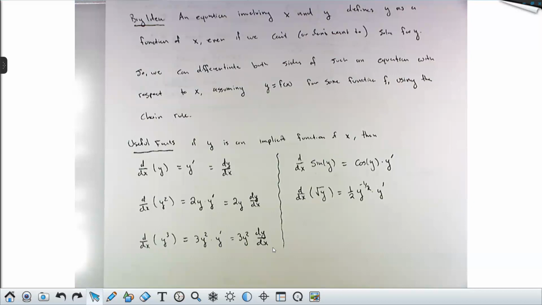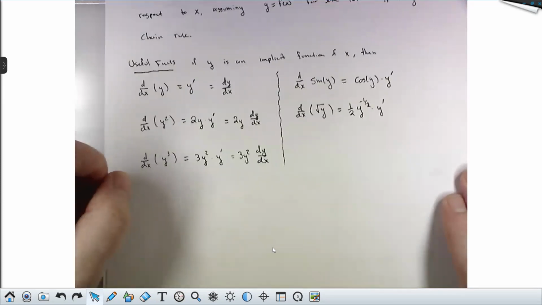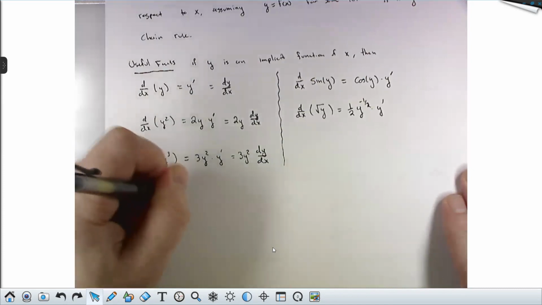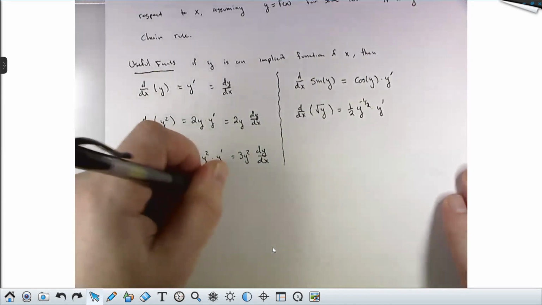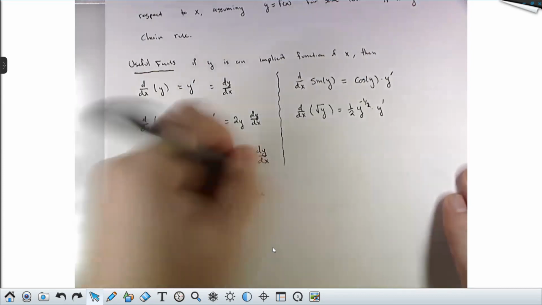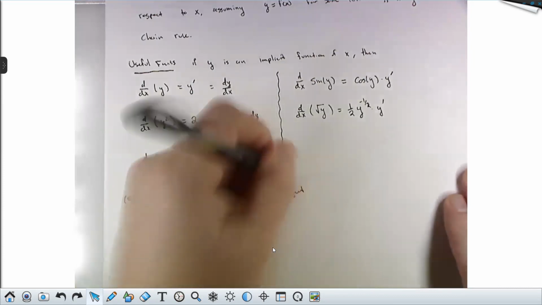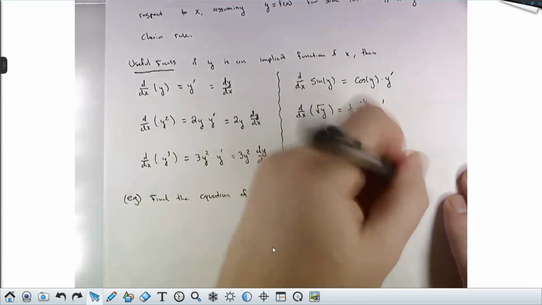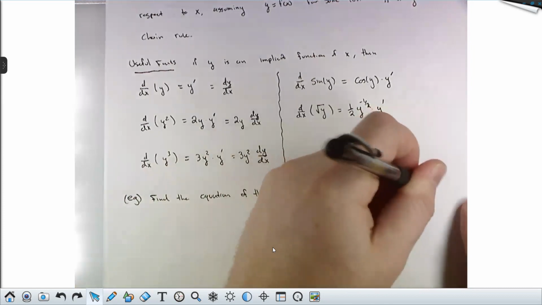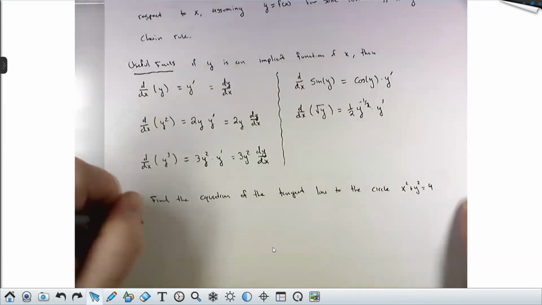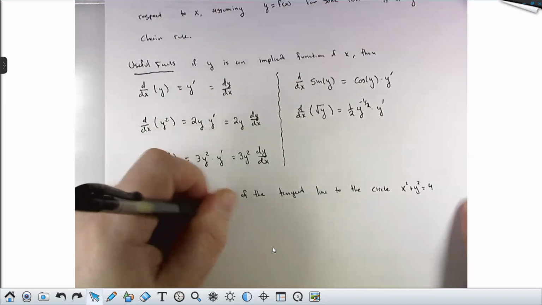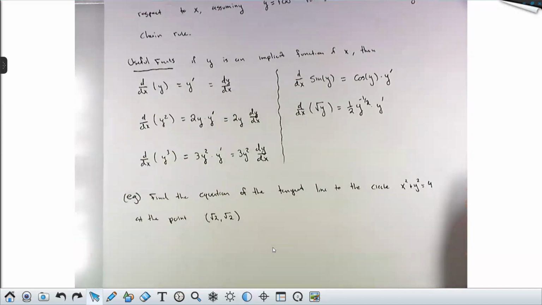Okay, let's look at a nice simple example problem. Let's find the equation of the tangent line to the circle x squared plus y squared equals 4 at the point root 2 comma root 2, which I promise you is on that circle.